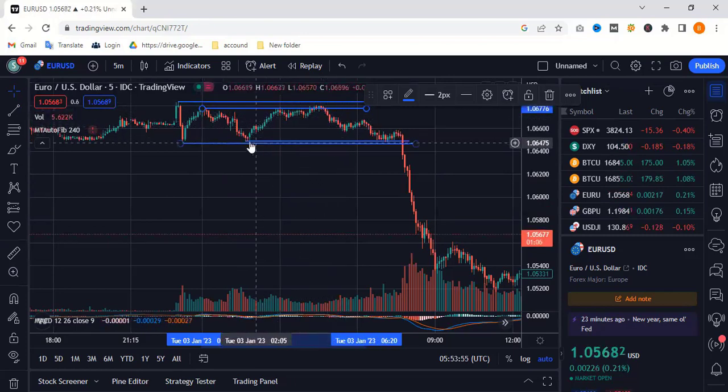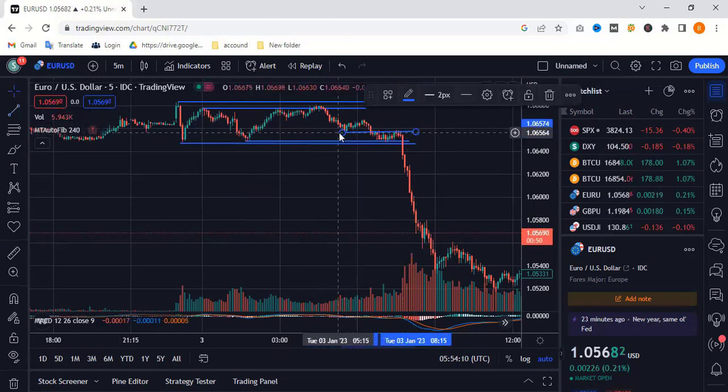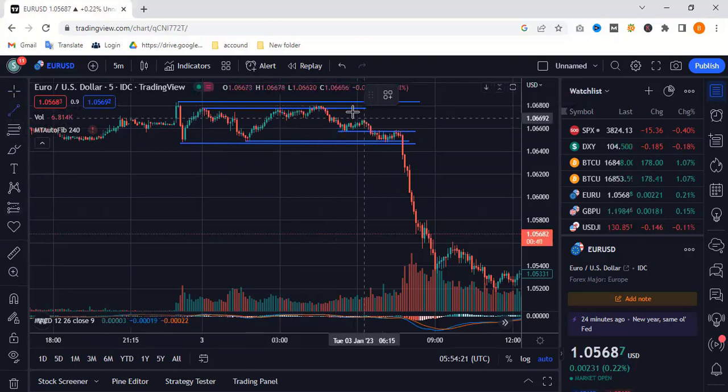Okay, and previously it failed to break the lower level, and it created a new low here, that is this one. This London session's new low is this one. That was the new low. Okay, and then high here.